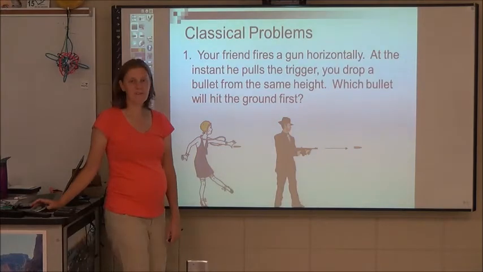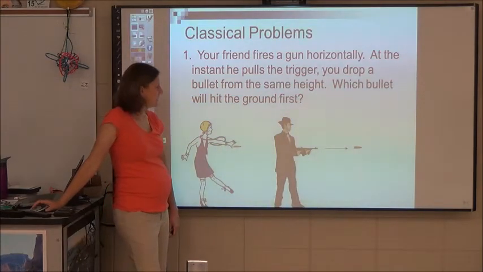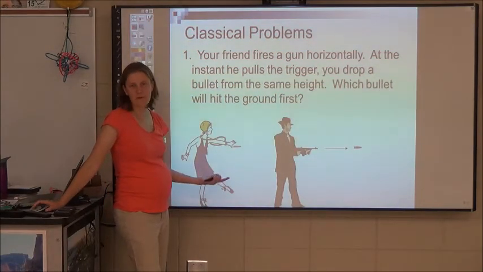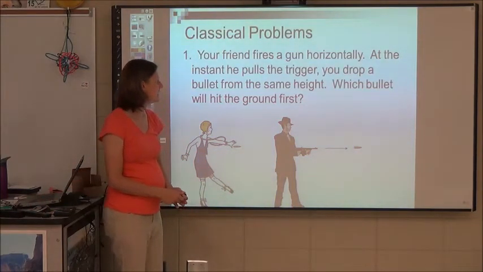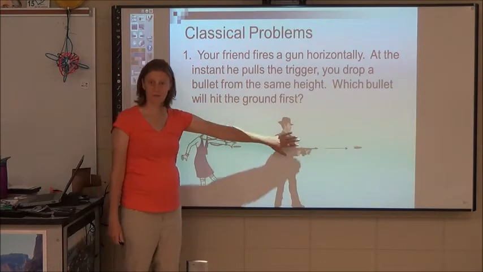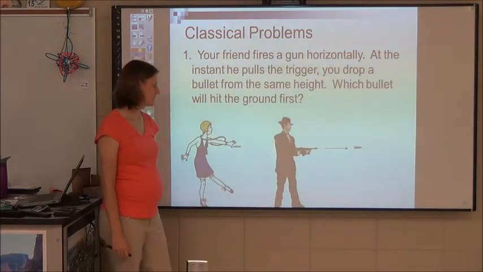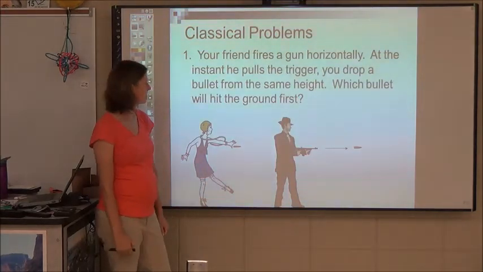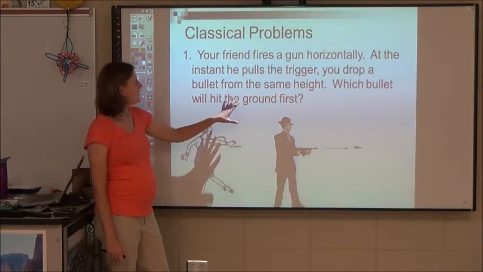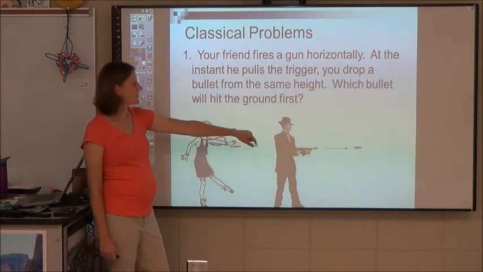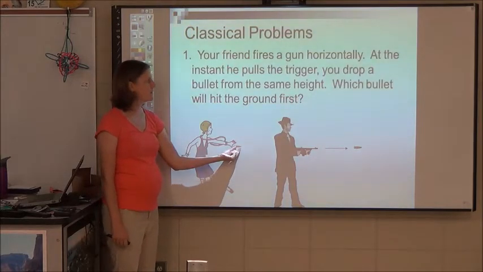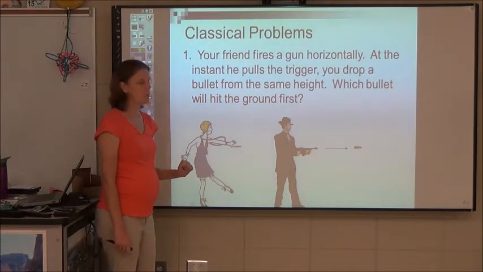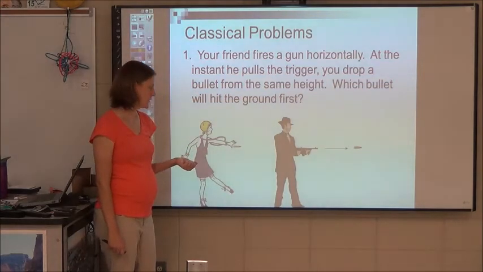All right, a couple classical problems to discuss. Sorry, this is the best artwork I could come up with. But it says your friend, so this is you, this is your friend, a 1920s gangster. Your friend fires a gun horizontally. At the instant he pulls the trigger, you drop a bullet from the same height. Which will hit the ground first?